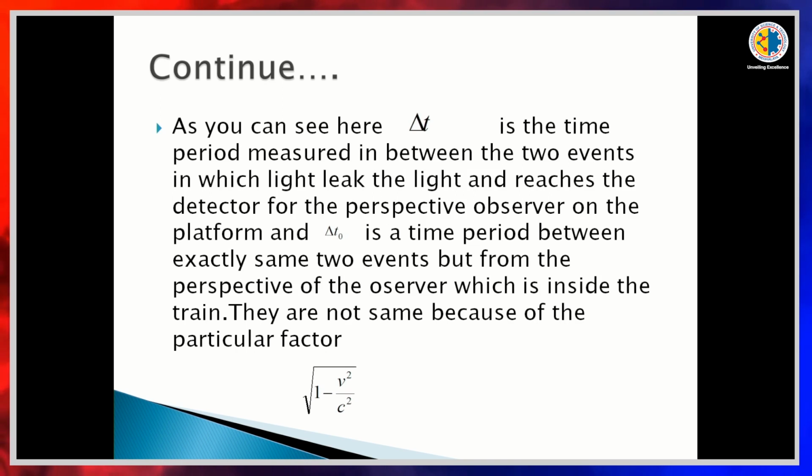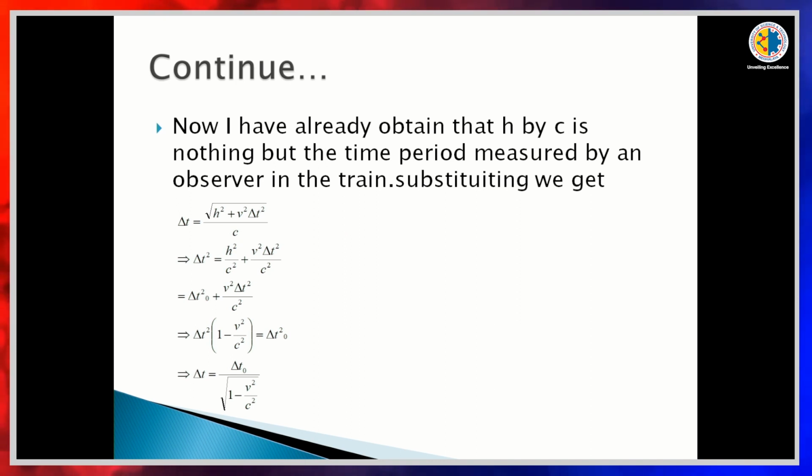Therefore, we get delta t dash greater than delta t, delta t greater than delta t naught, where delta t is the time period when the train is moving, and delta t naught is the time period when the train is at rest. Therefore, we get delta t greater than delta t naught.